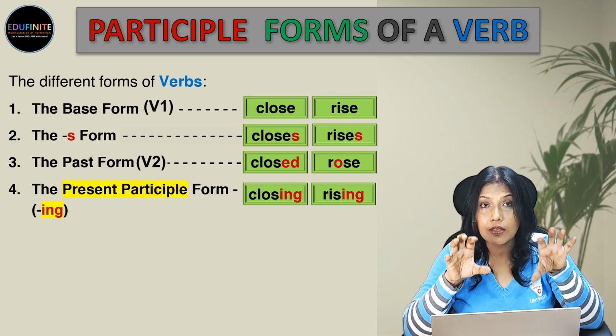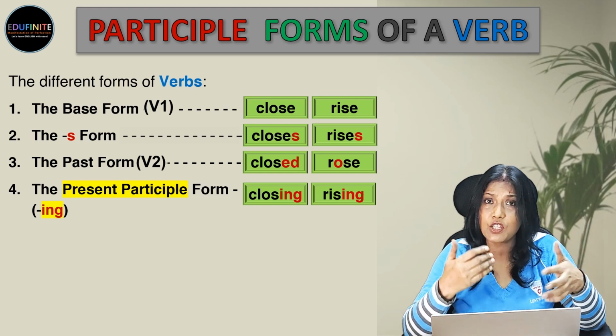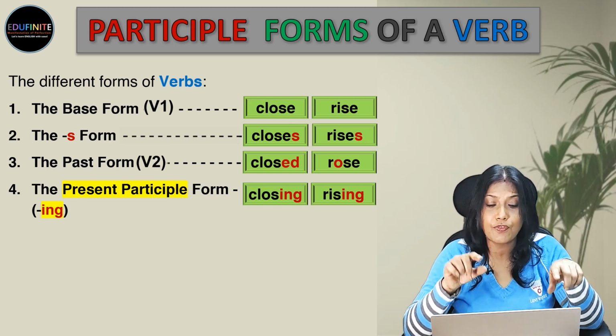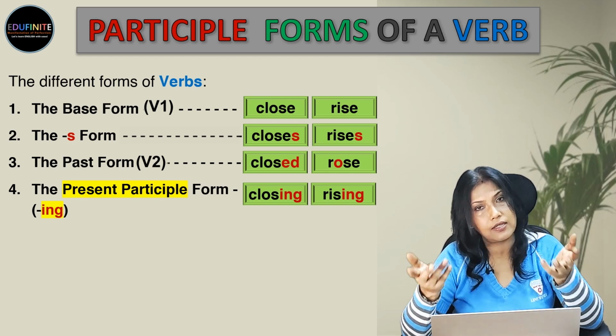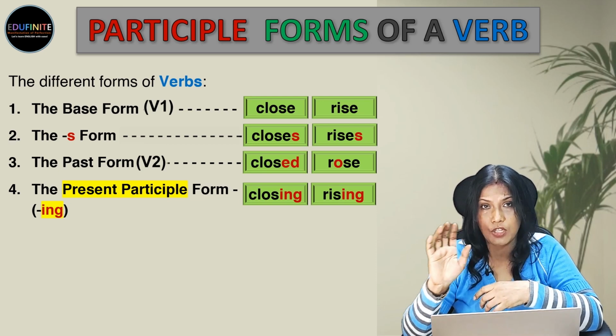This is the place of our focus. We are focusing on this. The other forms I've just mentioned so that you have a clear concept, but we have to focus on the participle forms. So the present participle form is, as I told you earlier, formed by adding ing to the verb.